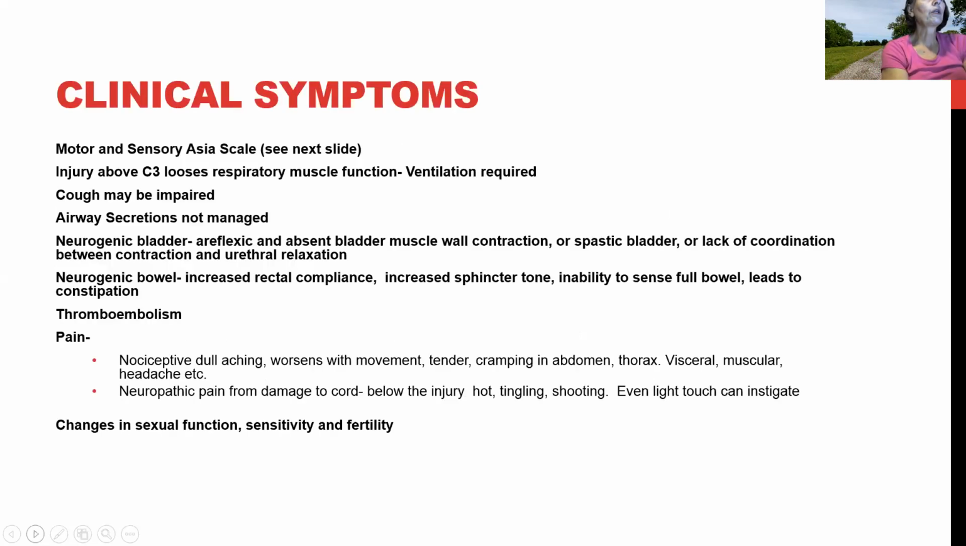So we are going to do an ASIA scale. An ASIA scale looks at the motor and sensory symptoms and gives them a ranking, A through E, of how significant and severe the spinal injury is. So far in this particular unit, we've talked about the Morse Fall scale. We've talked about the ASIA scale now, which is spinal cord injury.